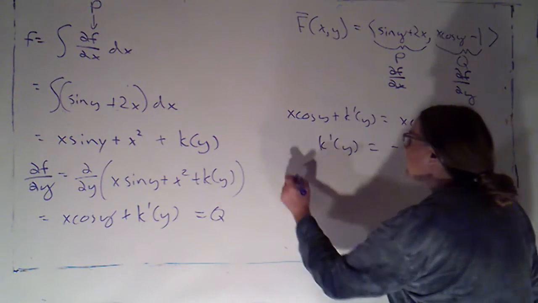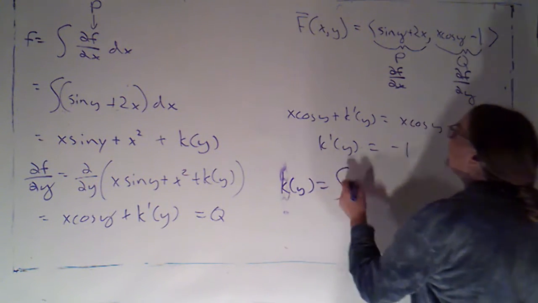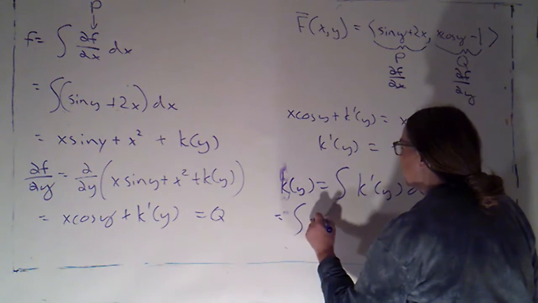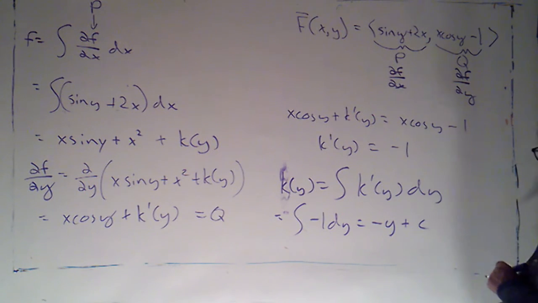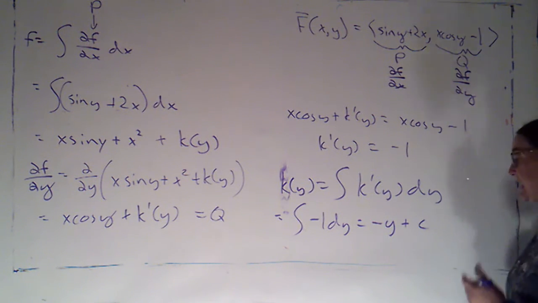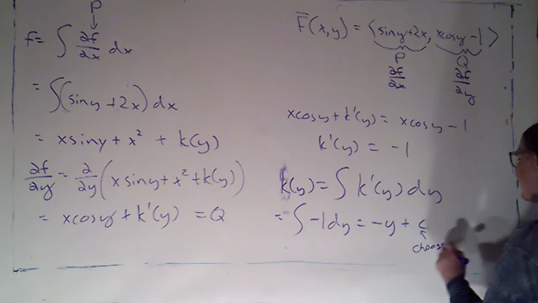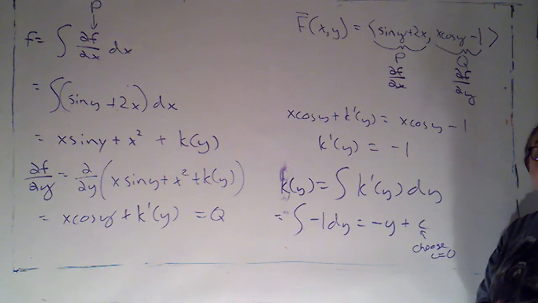Okay, so now I'm going to integrate. I'm going to say k of y is an antiderivative of k prime of y. So we're integrating negative 1 dy. That's going to give me negative y plus c. And the directions, I just gave them verbally, but the directions said to find an antiderivative. So I'm going to just choose c equals 0 so that k of y is negative y.